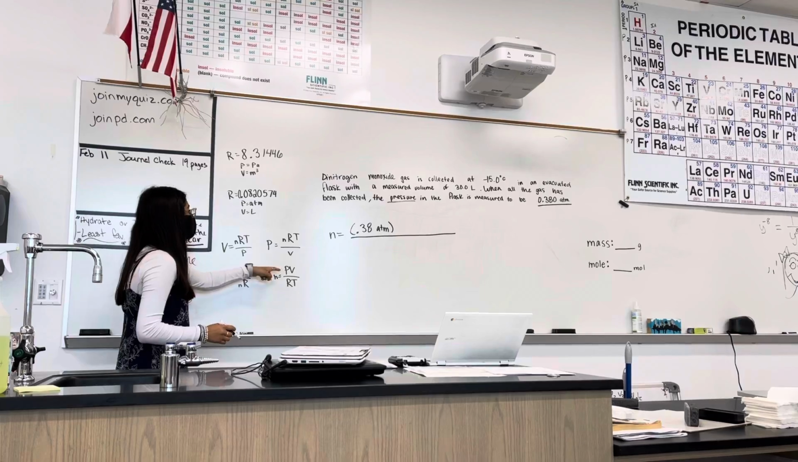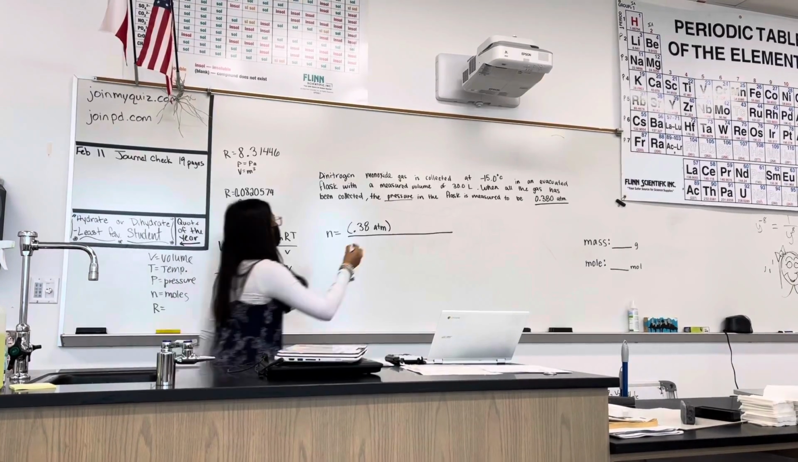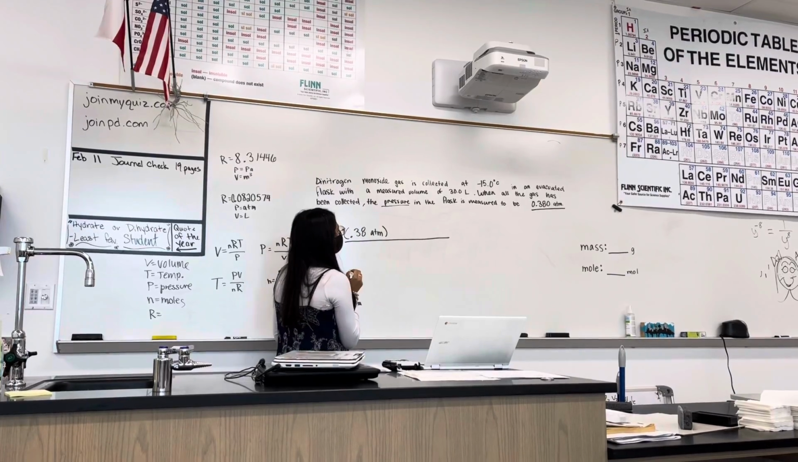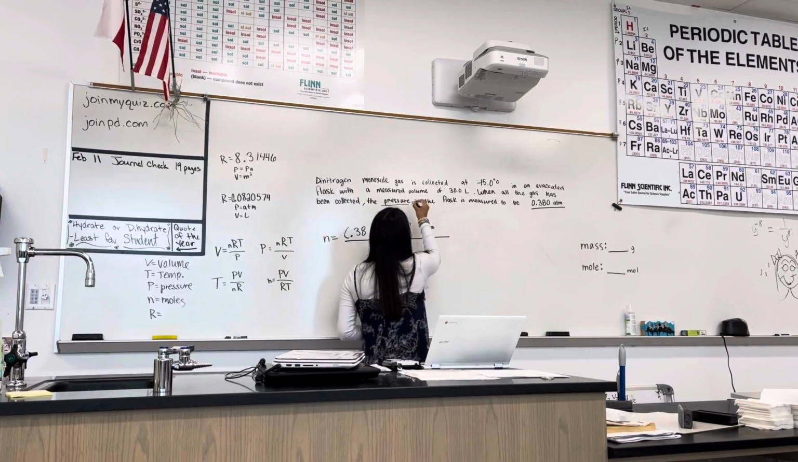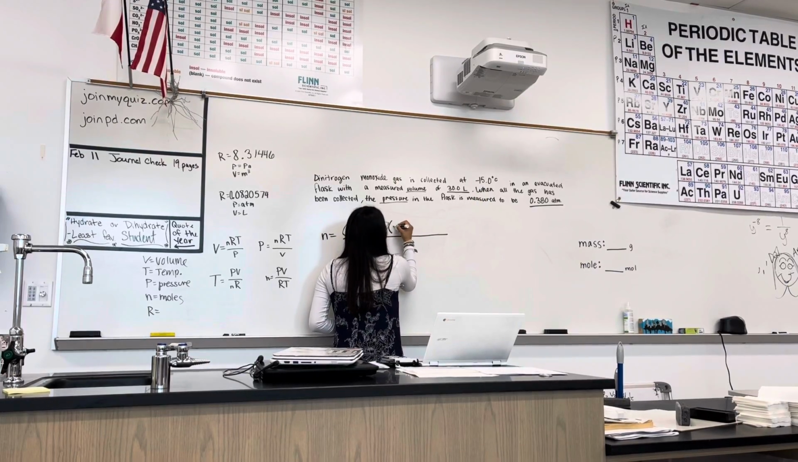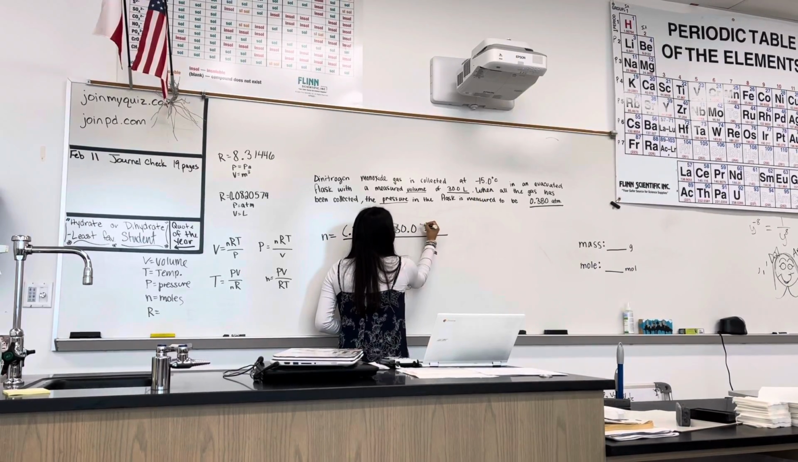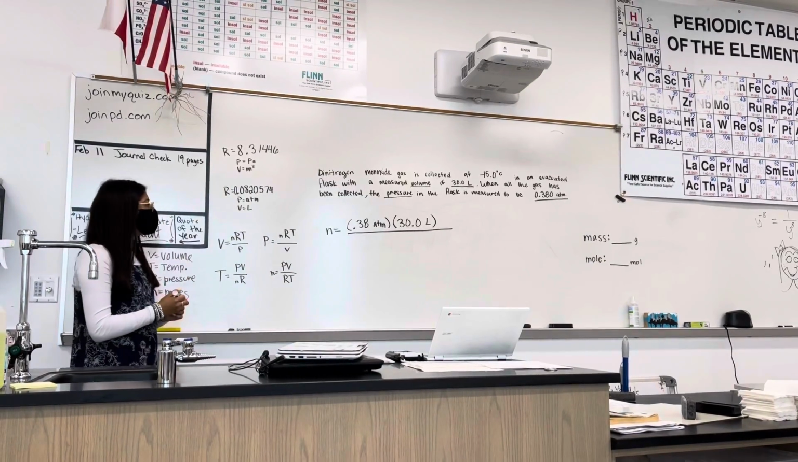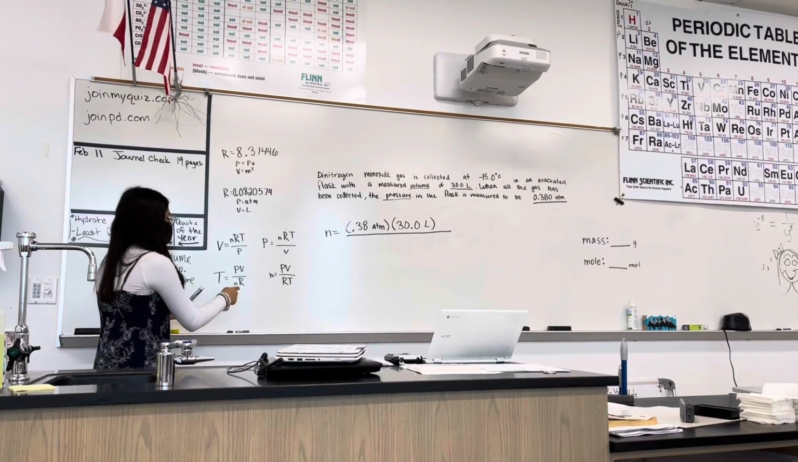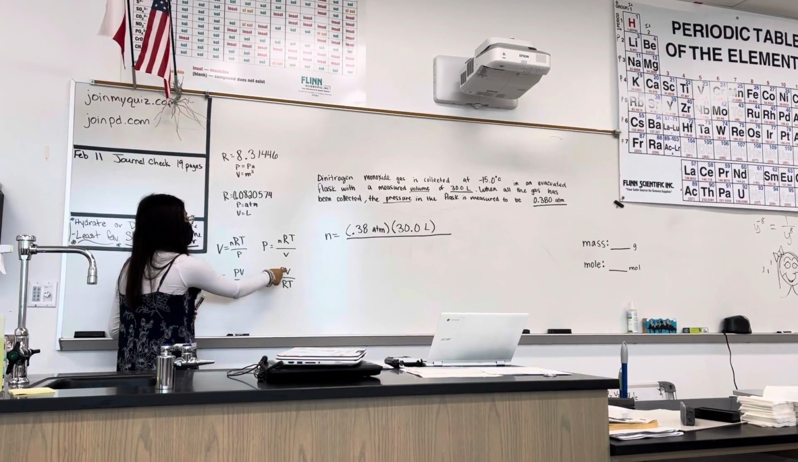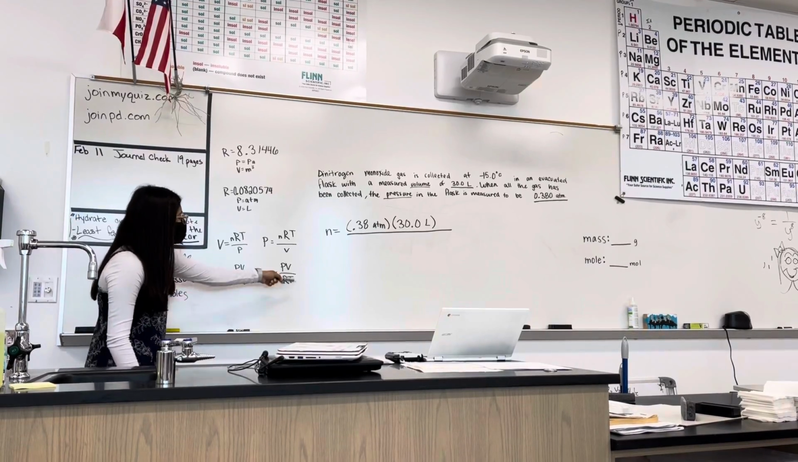So now for volume, we have to look for the volume. It says, in an evacuated flask with a measured volume of 30 liters. So we'll put it here, 30 liters. Does that make sense where I got that from? Yes. Okay. Now we already have our N, or that's what we're looking for. We already have our pressure and our volume. Now we have to look for our R and our T.